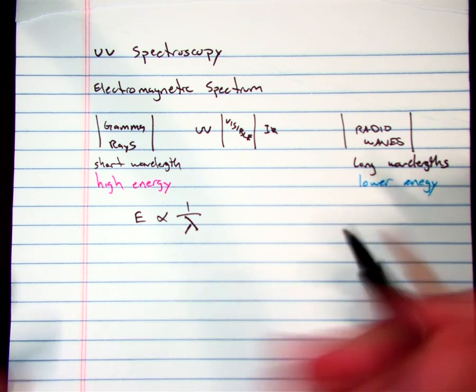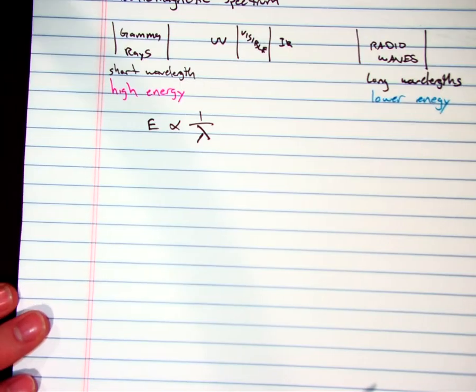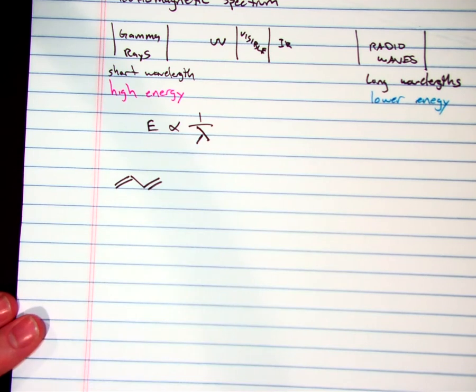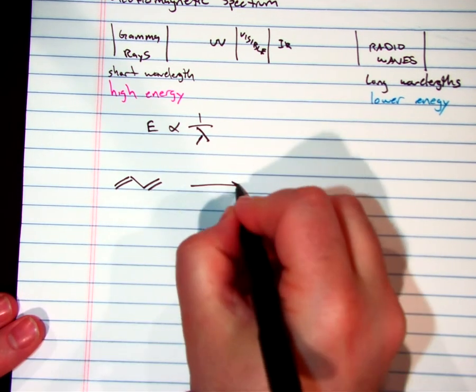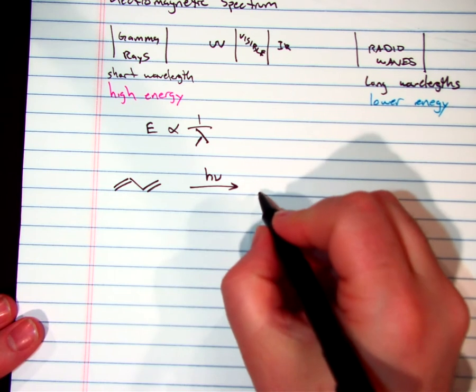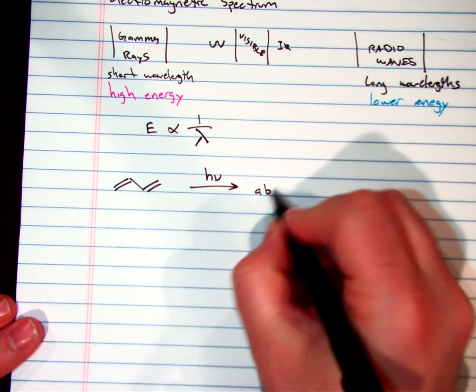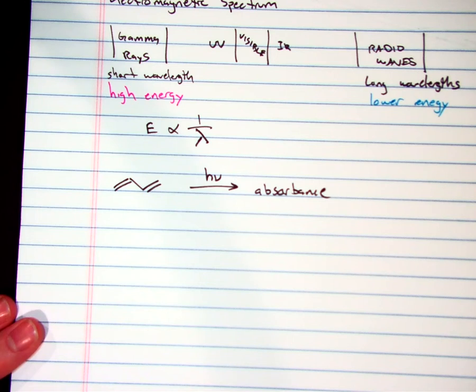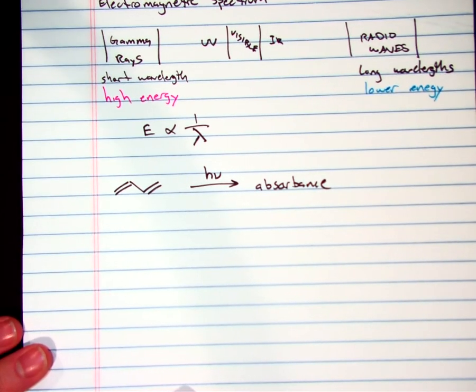So what exactly is happening in UV spectroscopy? Well, what we're doing in UV spectroscopy is we're taking a conjugated system, and then we're going to be shining light on this. And we're going to be measuring some kind of absorbance. So what kind of energy is being absorbed by this system?